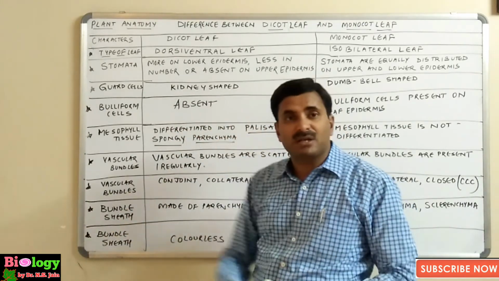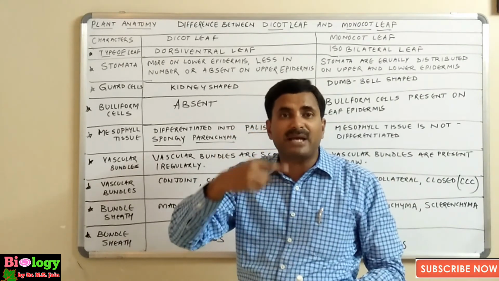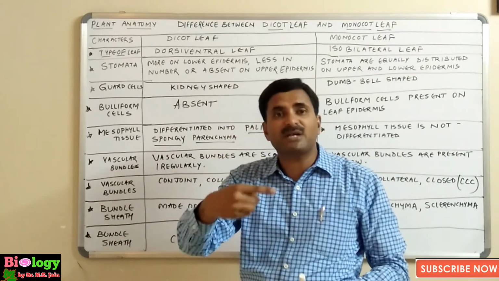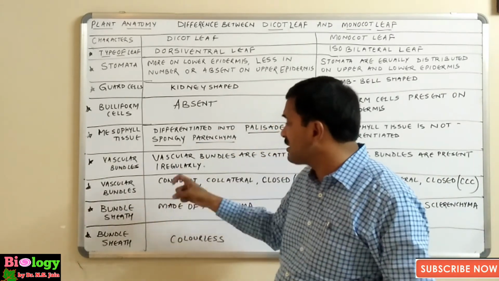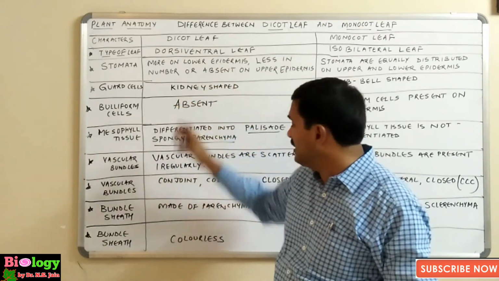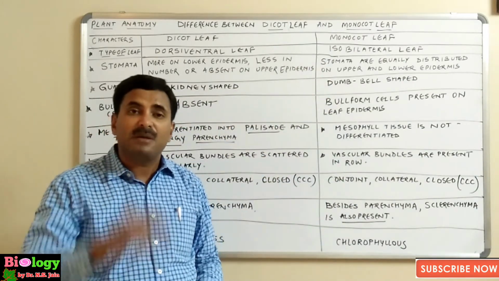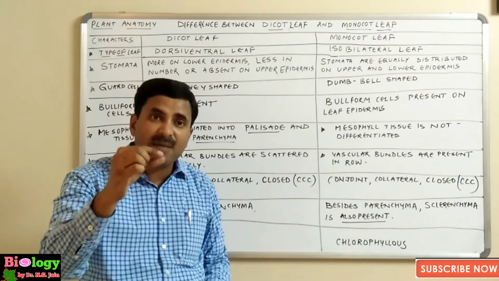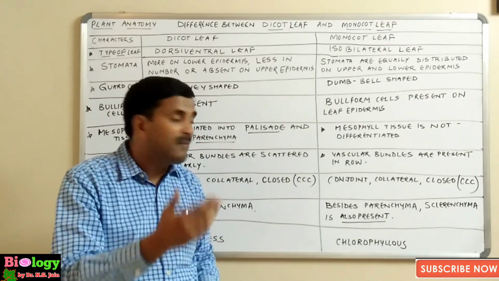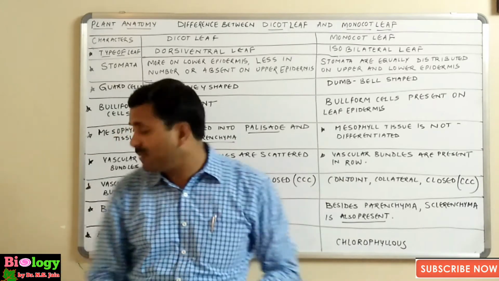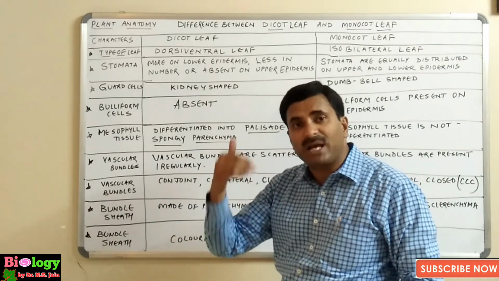Now comes the bundle sheath. It is a feature of the vascular bundle of the leaf that they are surrounded by a sheath. When vascular bundles are surrounded by a sheath, the sheath is called the bundle sheath. The bundle sheath surrounding the vascular bundle in the dicot leaf is made up of parenchymatous tissue. But in the monocot leaf, the bundle sheath has sclerenchyma also besides the parenchyma. It is made up of parenchyma as well as sclerenchyma.